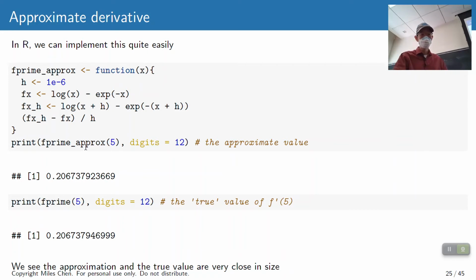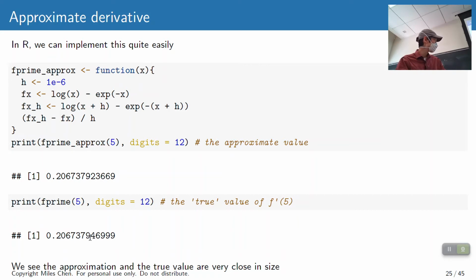So this is my approximation of f prime. If I print it out to 12 digits, what is the approximate value of f prime at 5? I get 0.2067379. And then I computed the actual value of f prime, which is still an approximation because of floating point limitations, but here we're plugging in the actual formula, 1 over x plus e to the negative x.